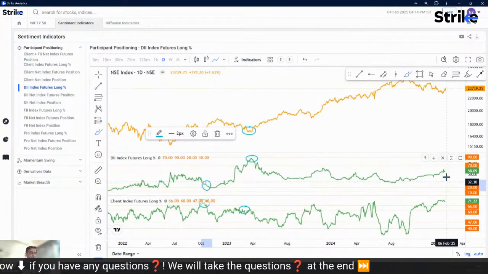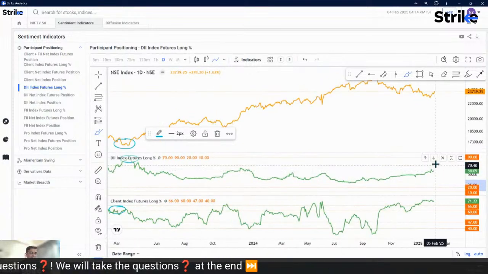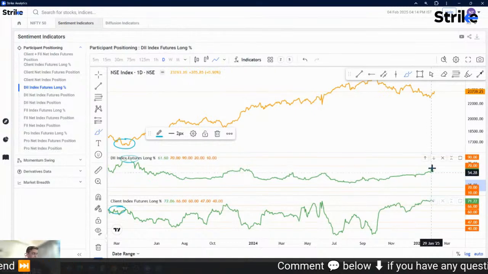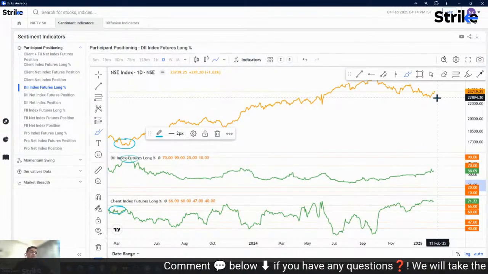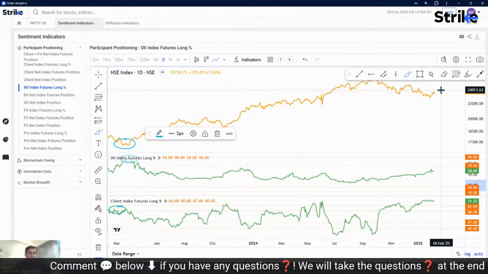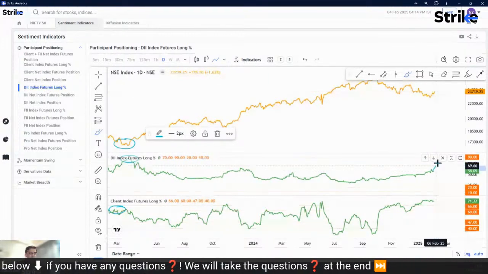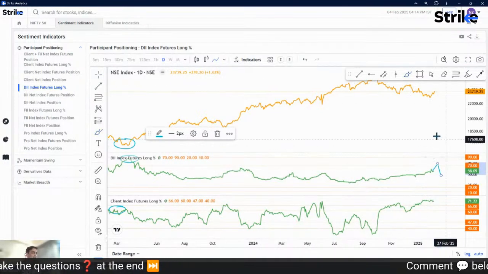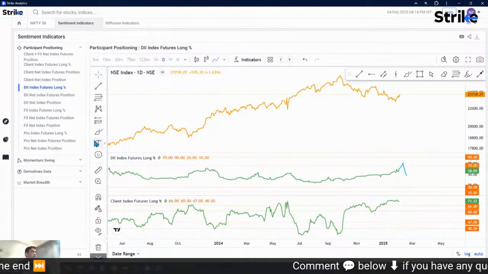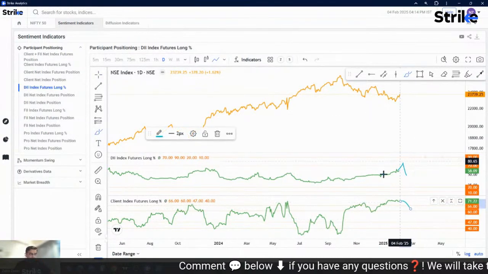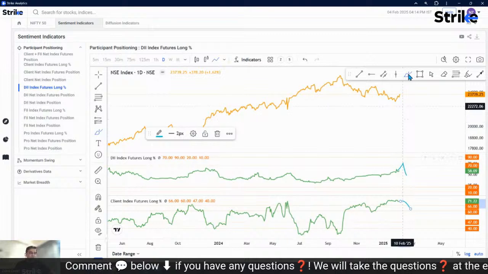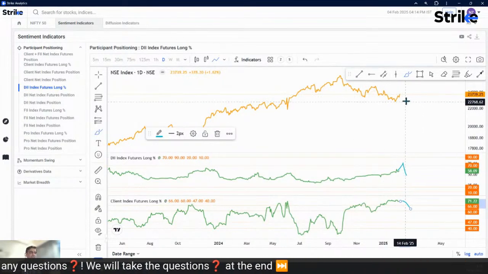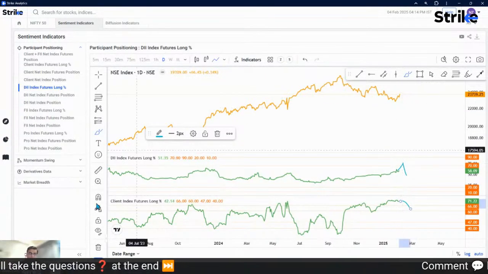Right now this particular indicator is not at an extreme, but client index futures long is at an extreme. So maybe we can sense that the market can do some time pass over here, and in the meanwhile this indicator reaches an extreme, and then both of them start falling down, and that could seal the bottom for the market. I hope you've understood. If that happens anytime in the next few days, then yes, we can confidently say that this will be a bottom.